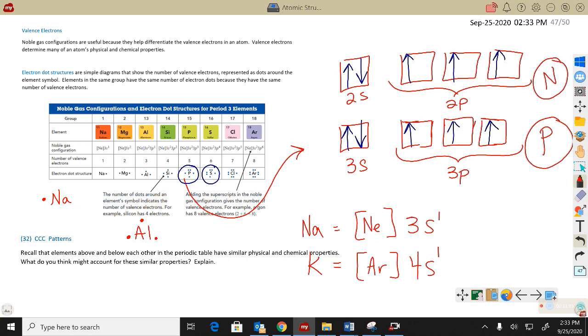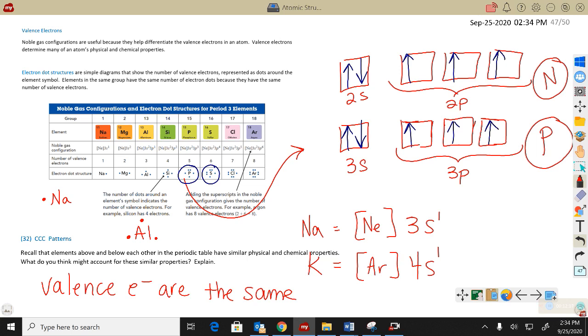Elements in a group going up and down the periodic table have similar electron structures. It's just that the electrons become farther and farther from the nucleus, but it's the same number of electrons in the same types of orbitals. What do you think might account for these similar properties? Are you thinking electrons? I am. I'm thinking electrons, and maybe most specifically the valence electrons. Valence electrons are the same.